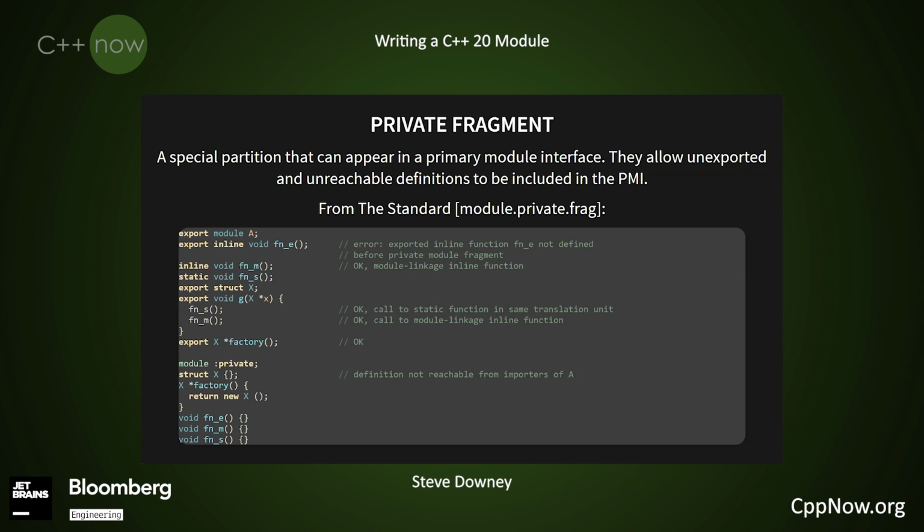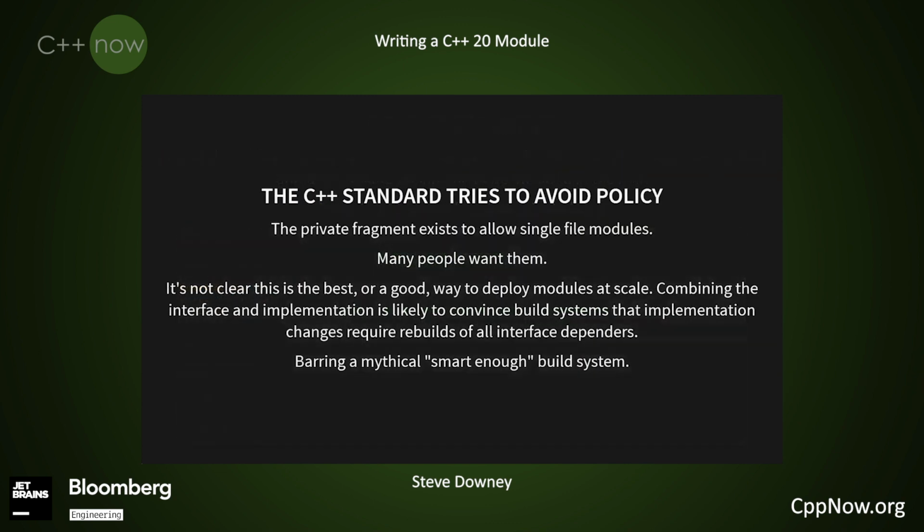Mixing implementation and interface, particularly changes in your implementation, are likely to force recompilation broadly. However, the C++ standard tries to avoid policy for this sort of thing. Lots of people want single file modules. They've always wanted single file translation units.